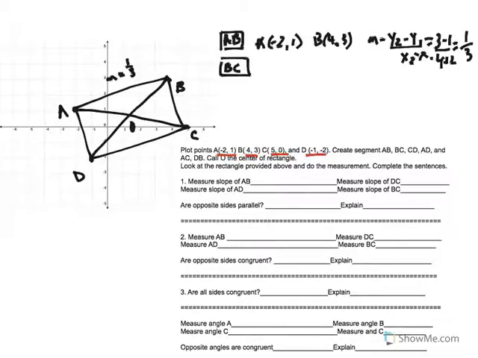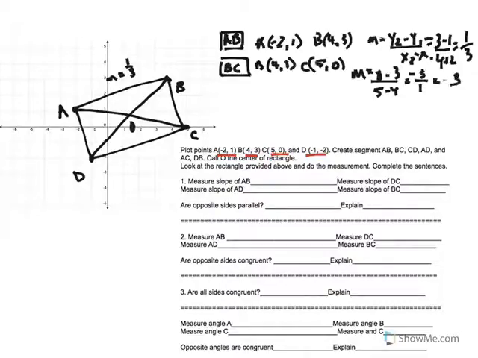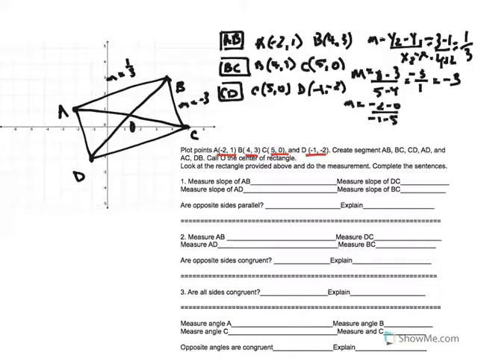Let's do BC. We use B and C. Okay, slope equals 0 minus 3 over 5 minus 4, which gives us -3 over 1, which gives us -3. The slope of BC here is -3. Let's find the slope of CD. We have C here is (5, 0). D is (-1, -2). Plug it into our formula. We get -2 minus 0 over -1 minus 5 equals -2 over -6 equals 1/3. The slope of CD is 1/3.